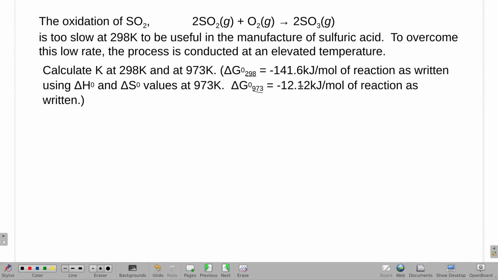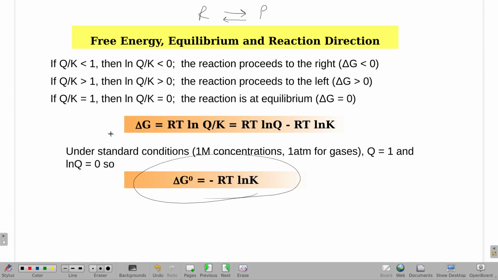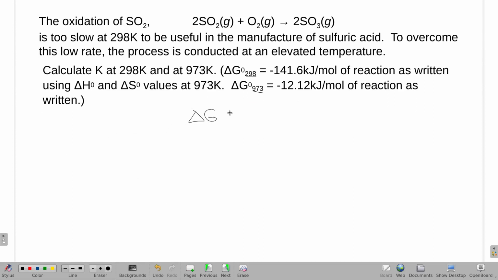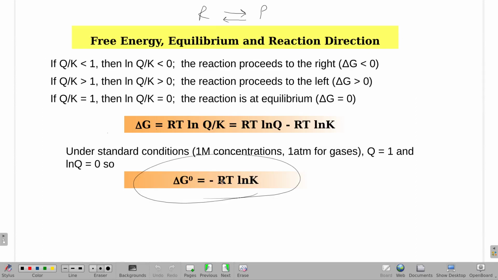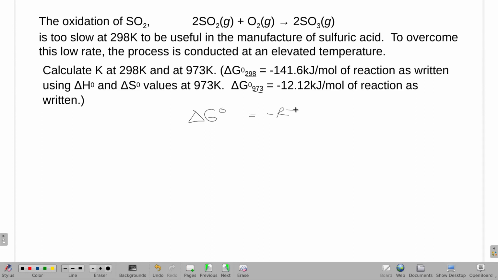Alright, what we're going to do is calculate what the K would be at these two temperatures and those two delta G's, just so we can see how easy it is to use that relationship. And we are just using this equation at the bottom. So, delta G naught equals negative RT times the natural log of K. Now, the only thing I'm going to change in either one of these is specify the temperature we're doing this at. So my first one, I'm going to do delta G at 298.